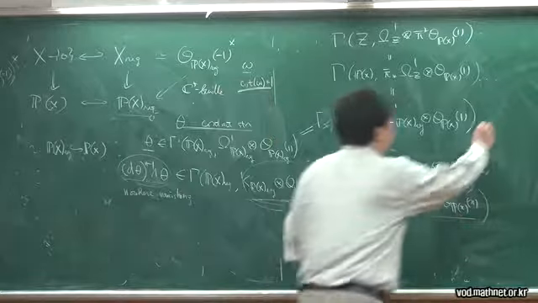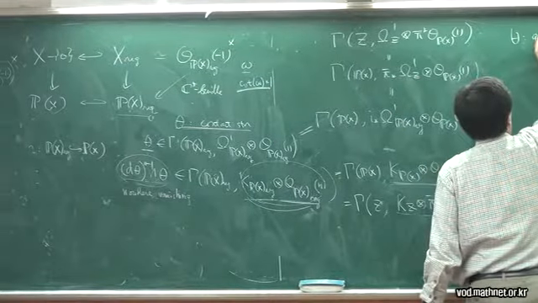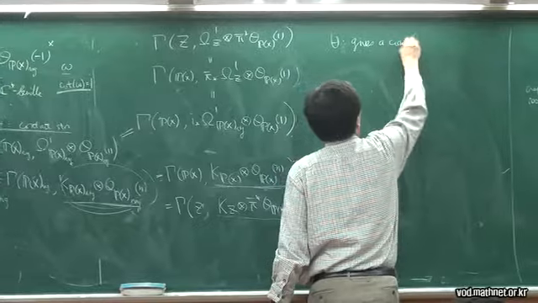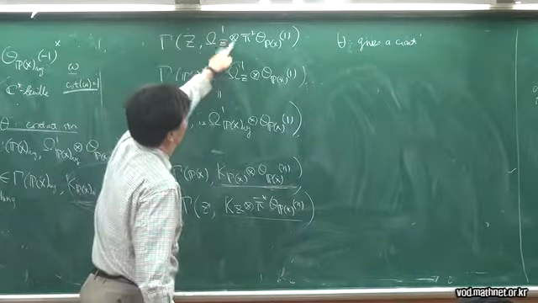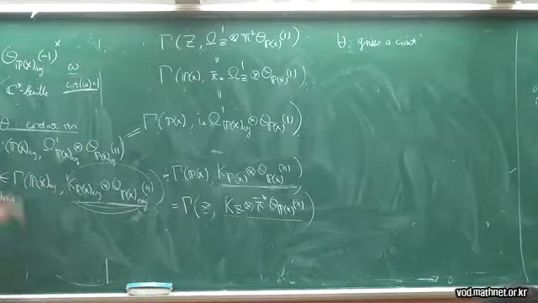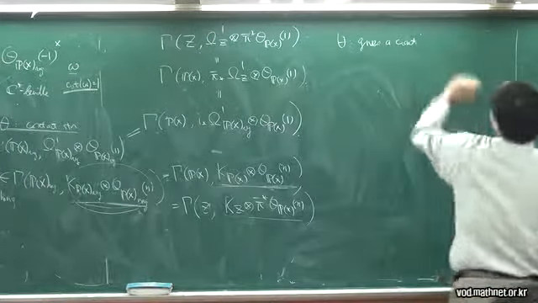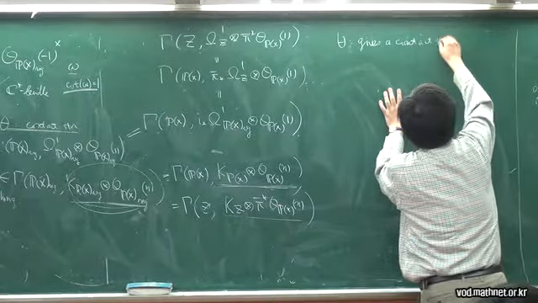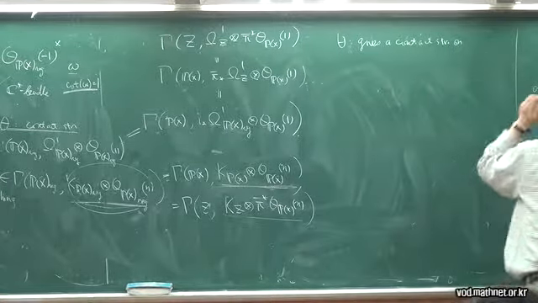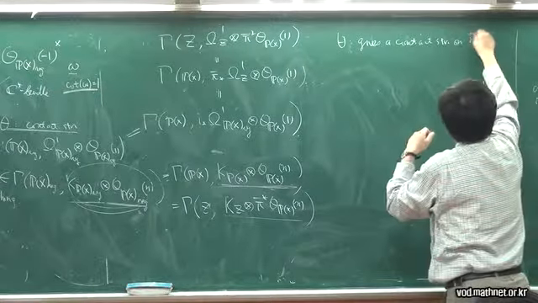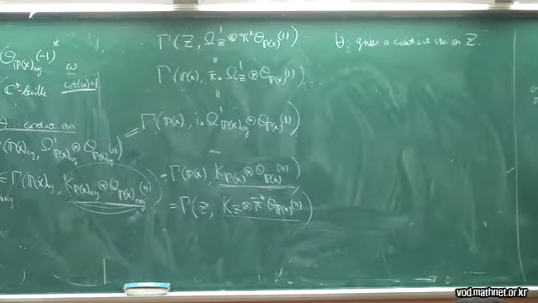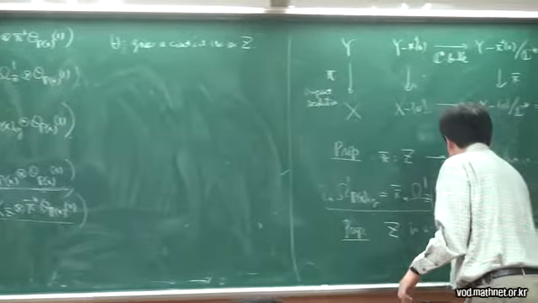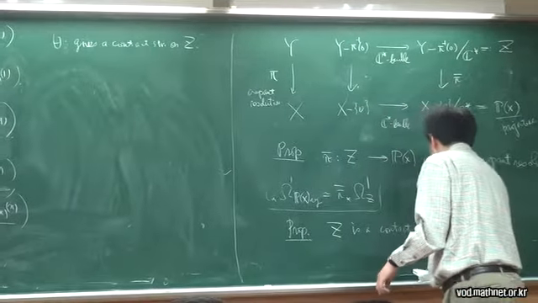So this means that θ gives a contact structure, because if this is nowhere vanishing, then such a twisted one form gives a contact structure, as I explained in the first lecture. So this gives a contact structure on Z. So now we have the following proposition: Z is a contact projective manifold.